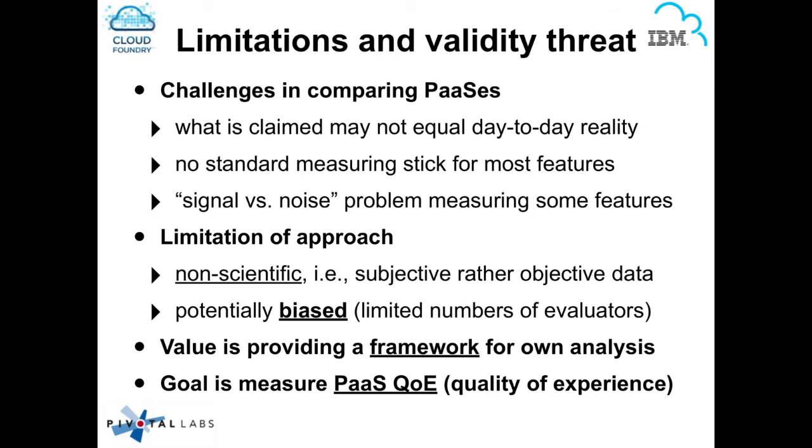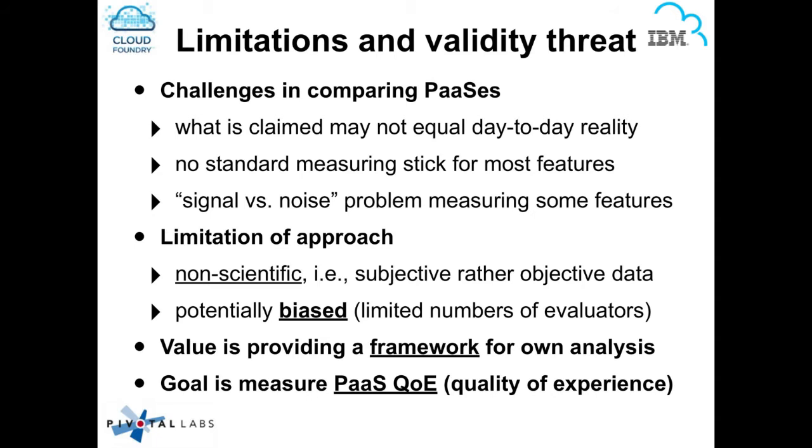And then you get the signal and noise problem. You're measuring a lot of things on the internet. Unless you have a fair amount of statistical sampling, it's going to be very hard to differentiate the two. So there is significant challenge when you try to compare things that are on the web. The approach that we took, the method that we took, is not scientific. So it's very important that you understand this. And it's potentially biased also.